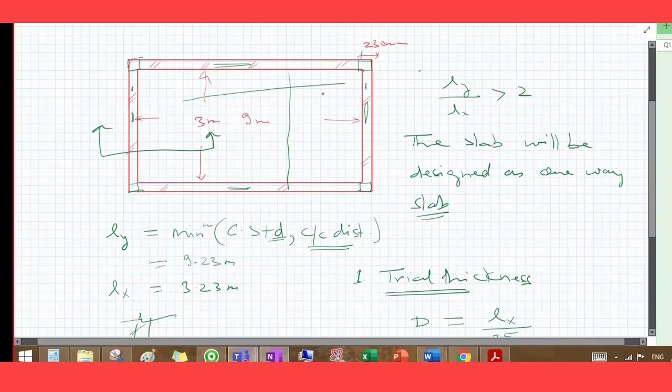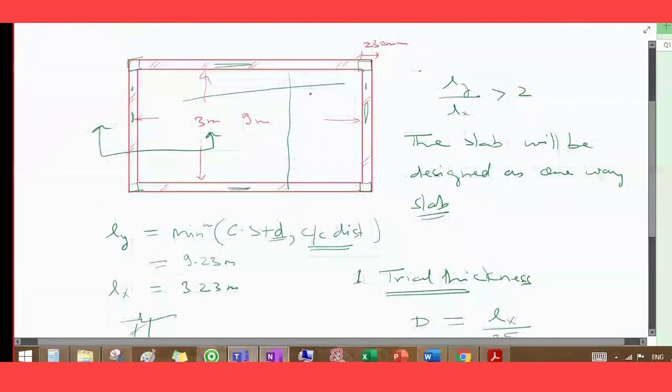But nowadays people have gone with this frame structure in which you have beam and column, and those beams are actually supporting these slabs.